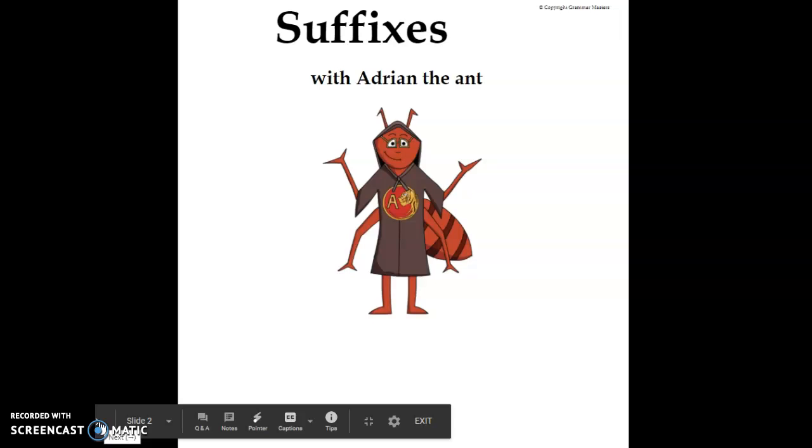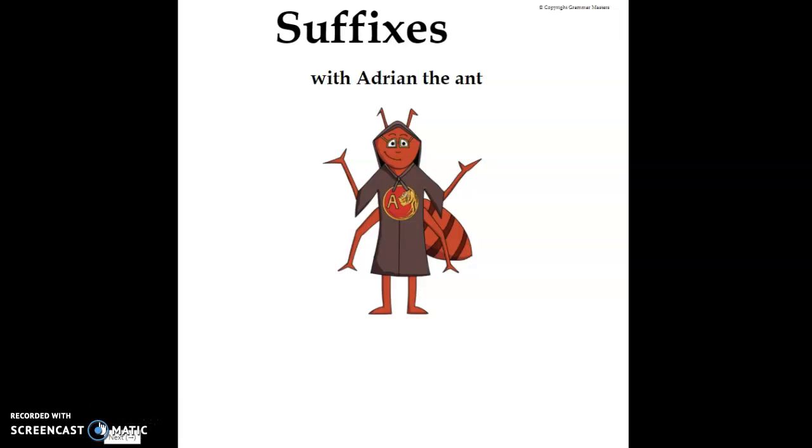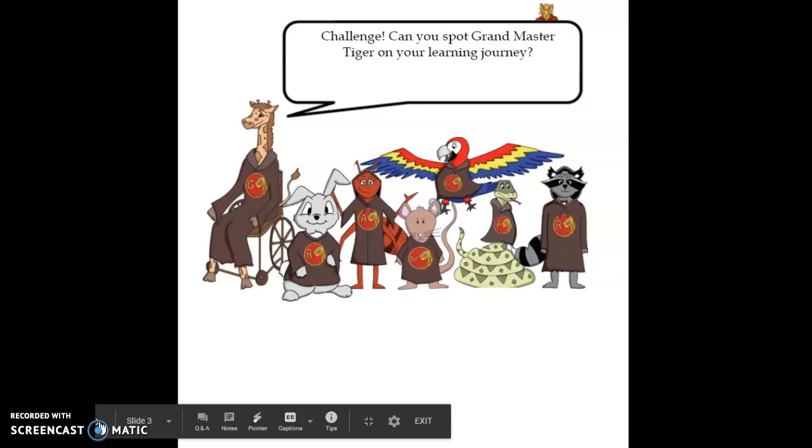And we're going to look at suffixes with Adrian the ant. Okay, and you know what you have to do. Your challenge is, can you spot Grandmaster Tiger on your learning journey?